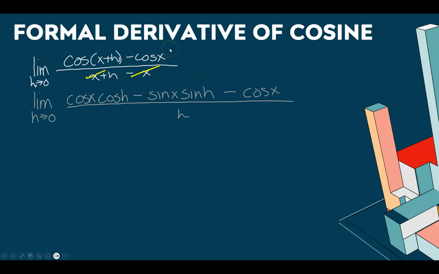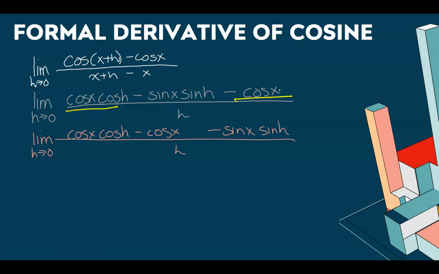And how do we rearrange? We expand cosine of a sum of angles to be cosine cosine minus sine sine. Remember, these do not match. They're opposites when we're doing cosine of a sum or difference of angles. Okay, so cosine x cosine h minus sine x sine h minus cosine x all over h. Limit as h goes to 0. So what can we do here? Similar process. So we see a cosine x in two terms. Let's rearrange to bring those together.